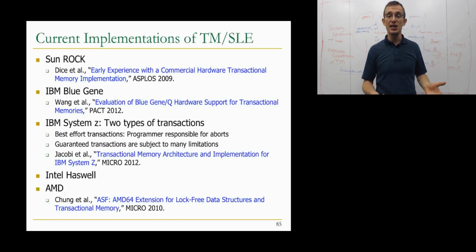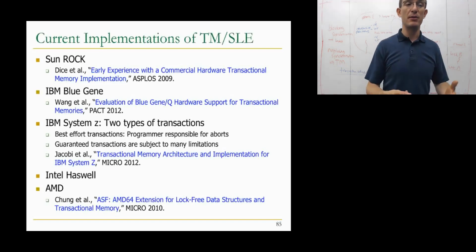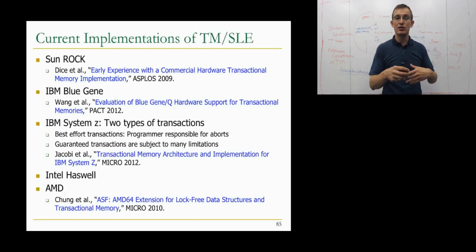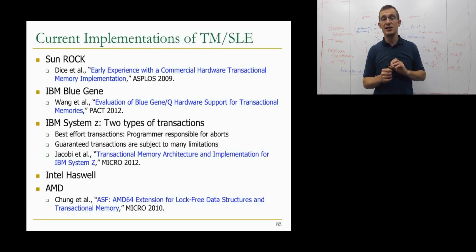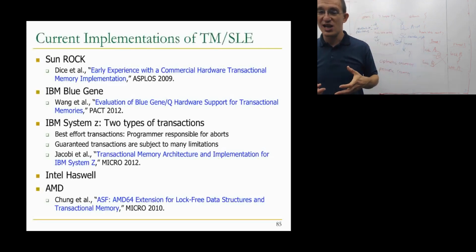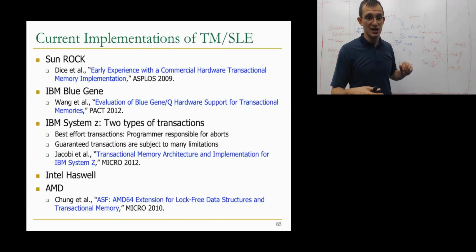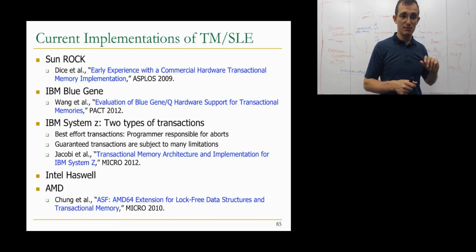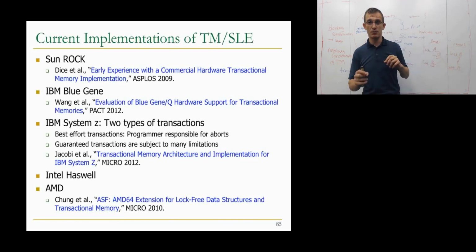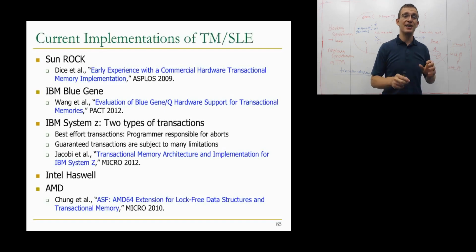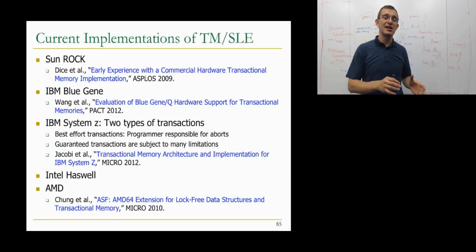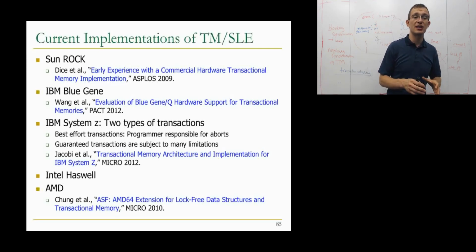IBM System z, another processor that's used in IBM mainframes, implements transactional memory to ease programmers' job. And these are actually very parallel machines. That's one of the reasons they implement transactional memory. The idea is to ease programmers' job and also improve programmer productivity in programming these machines. So they have two types of transactions: best effort transactions, in which case the programmer is responsible for the aborts, and guaranteed transactions that are guaranteed to execute. So guaranteed transactions are guaranteed to execute. They're subject to many limitations.